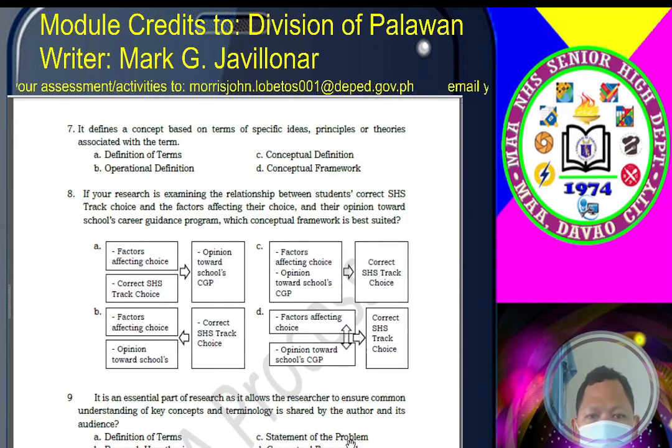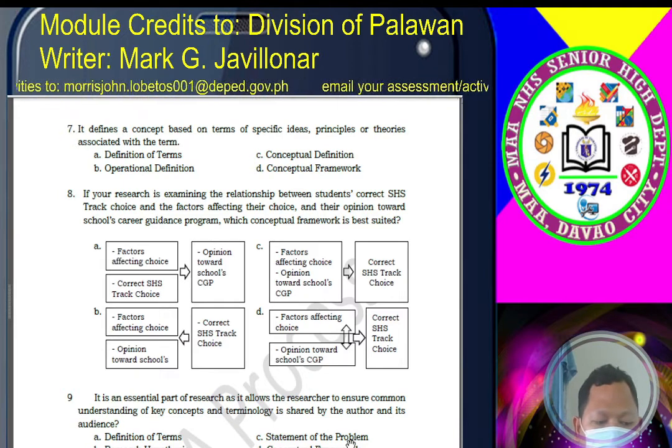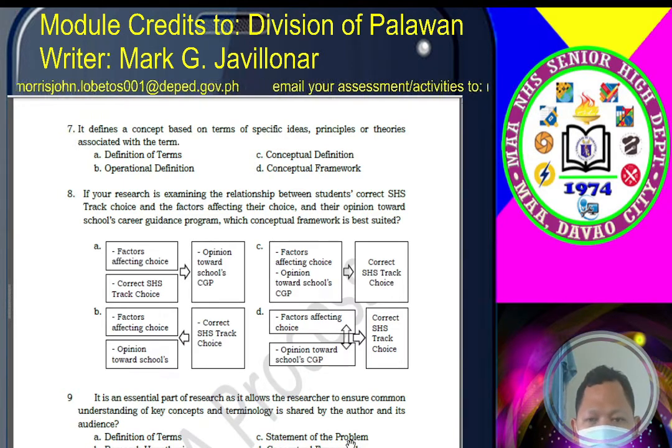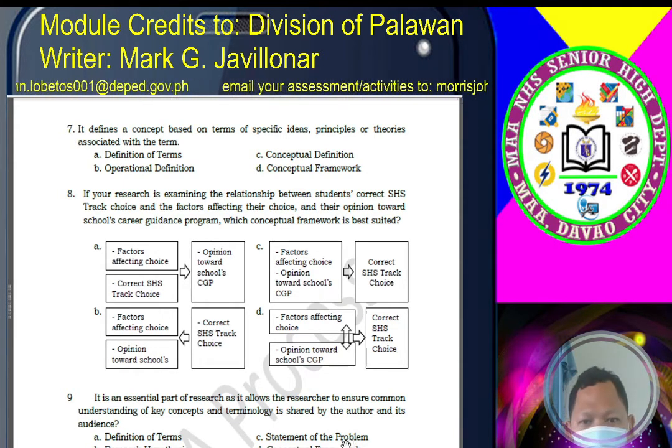Number 8. If your research is examining the relationship between students' current senior high school track and the factors affecting their choice and their opinion toward the school guidance program, which conceptual framework is best suited? Just choose from A, B, C, and D. The correct answer is letter C.